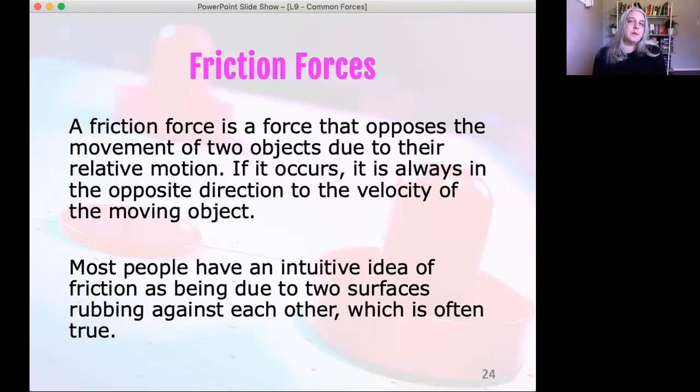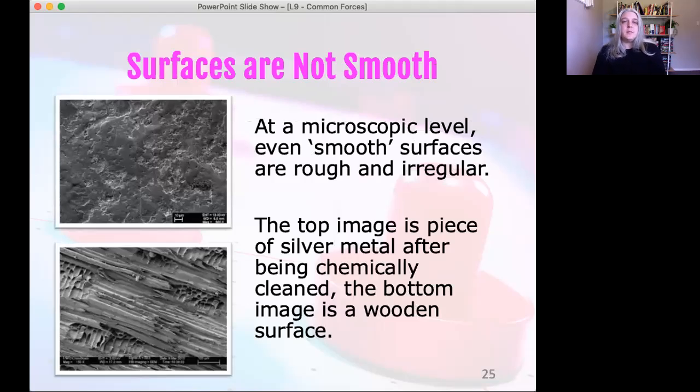Most people already have an intuitive idea of friction, the idea of two surfaces rubbing against each other and preventing each other from moving somehow. And that is often the cause of friction, and it's because surfaces are not smooth. If you look at a surface at a microscopic level, even what appear to be smooth surfaces are actually quite rough and irregular. The top image is a piece of silver metal after being chemically cleaned. That's a cleaned, smooth surface of metal, and you can see that it's still got some grains and pitting in it. It's pretty good, but it's still not perfectly smooth.